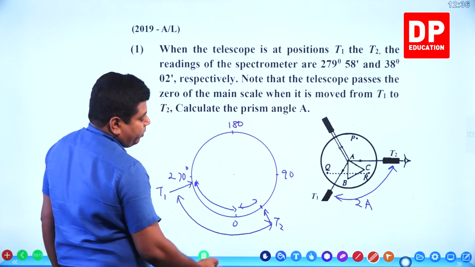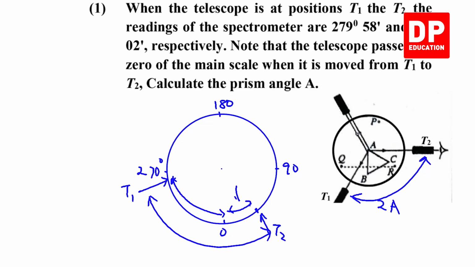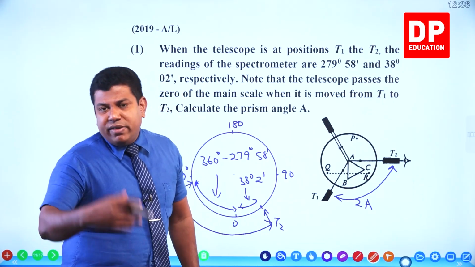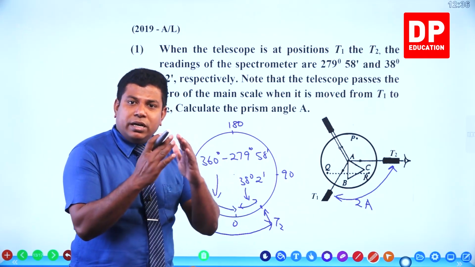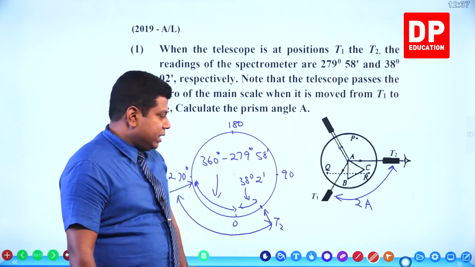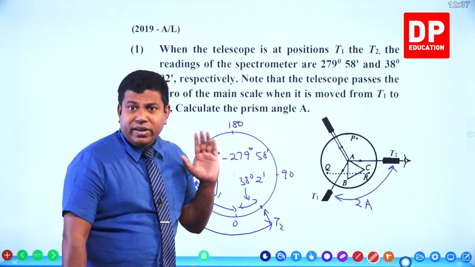38 degrees 2 minutes. This will be 360 degrees minus the reading you got here, 279 degrees and 58 minutes. After we do practical number 19, where we will be discussing the spectrometer and finding the prism angle using the spectrometer, you will understand this further.